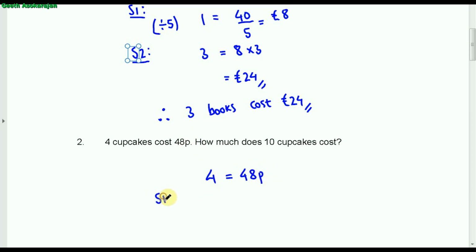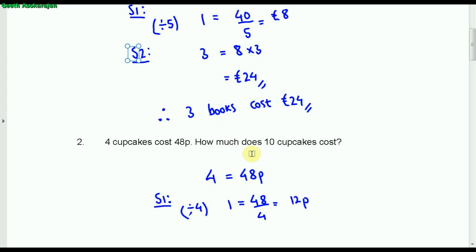So in the first step, we need to work out the cost of 1 cupcake. So to make this 4 a 1, we need to divide both sides by 4. So let's do that. So 4 divided by 4 is 1. 48 divided by 4 is 12, and it's 12 pence or 12p. So this means that 1 cupcake costs 12 pence.